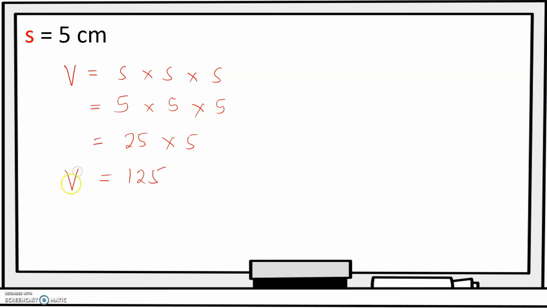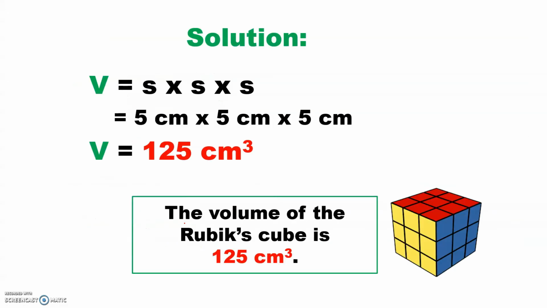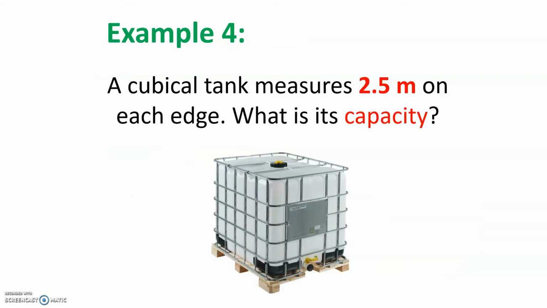Therefore, the volume of Alex's Rubik's Cube is 125 cubic centimeters. Or in symbols, that is 125 cubic centimeters. Again, the volume of the Rubik's Cube of Alex is 125 cubic centimeters. Okay, now let's proceed to our last example, which is example number 4.